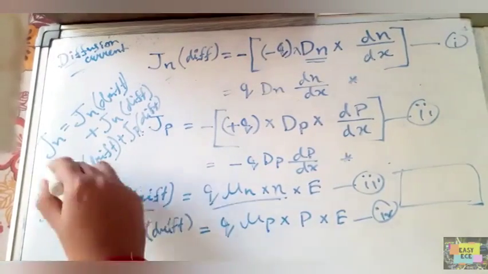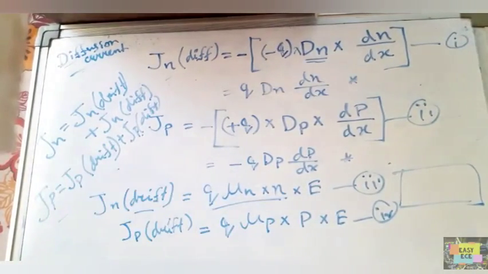If you calculate this, then you can get the expression of overall Jn and Jp, that is, the current density. So up to this, the whole current and current density should be clear in this video. Now the next topic is diffusion constant.